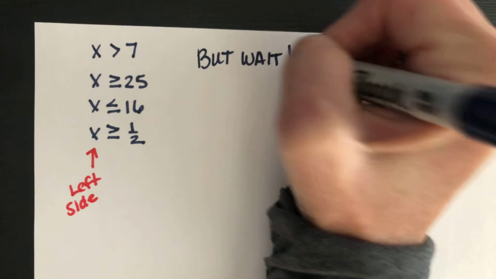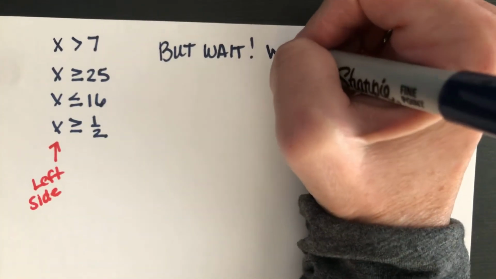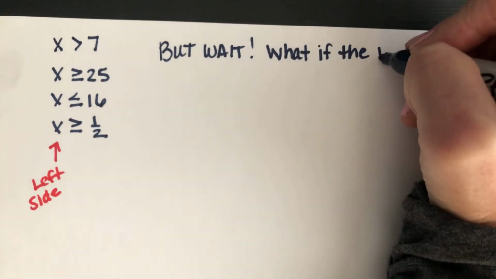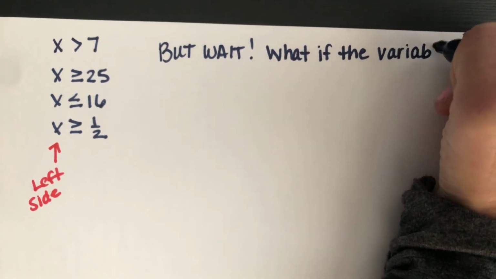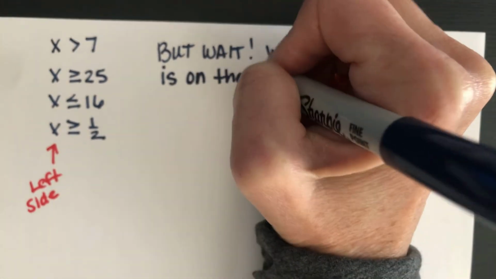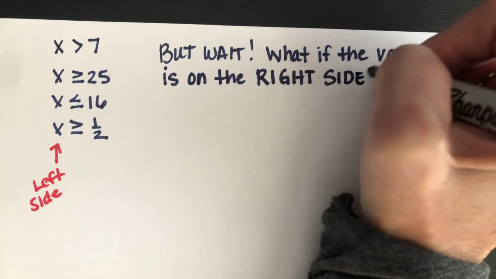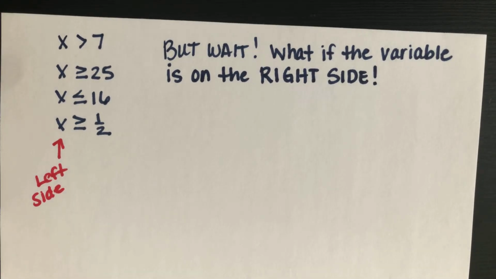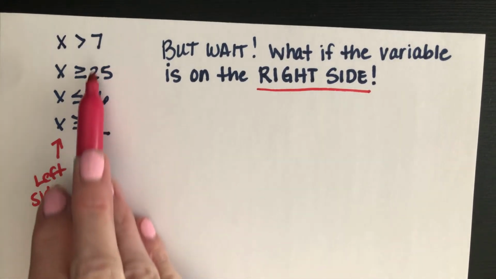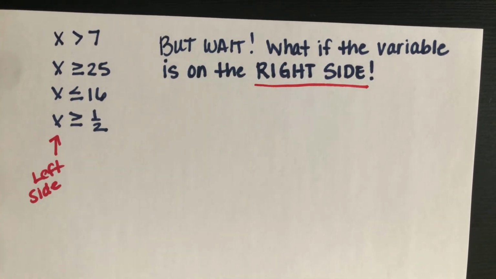But wait, what if the variable is on the right side? All of our values were on the right side here. Our variables were on the left side. So let's look at a right side and see what happens.